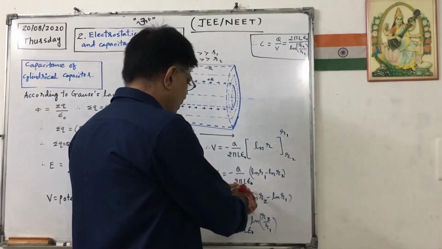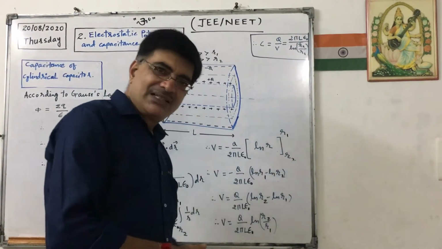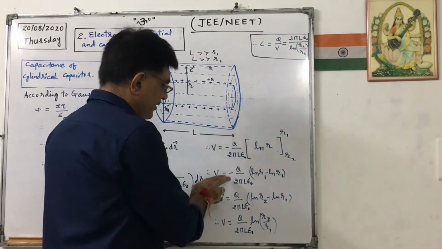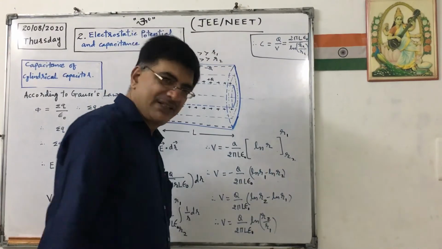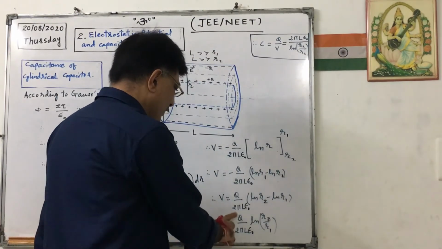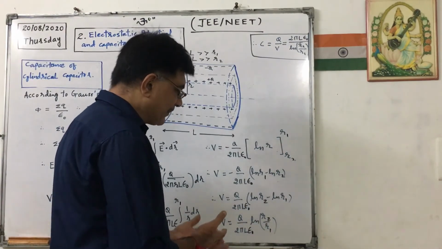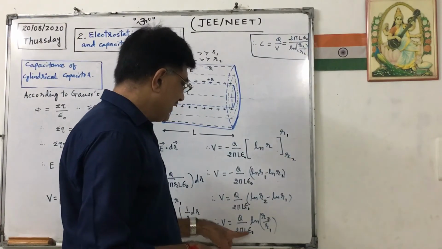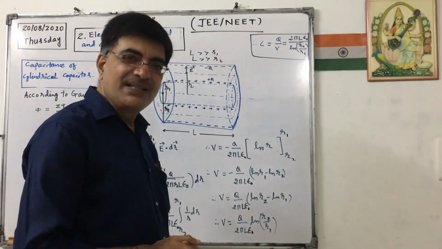So minus Q upon 2 pi L epsilon naught, log R1 minus log R2, to the base e. If I take the minus inside the bracket, it will be log R2 minus log R1. So Q upon 2 pi L epsilon naught log R2 by R1. We know that capacitance equals Q by V. So C equals 2 pi L epsilon naught upon log R2 by R1 to the base e.